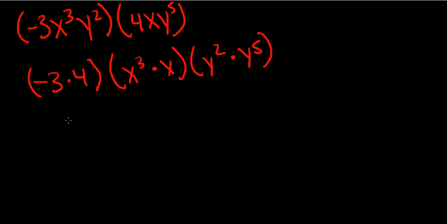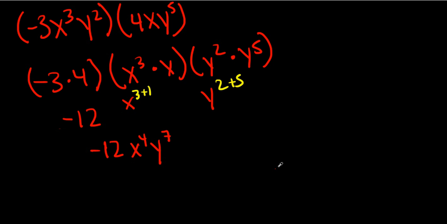Because they have the same base, we can multiply them. Negative 3 times 4, negative 12. X to the third times x would be x to the third plus 1, which would give us x to the fourth. Now we have y squared times y to the fifth, which would be y to the power of 2 plus 5, which would give us y to the seventh.